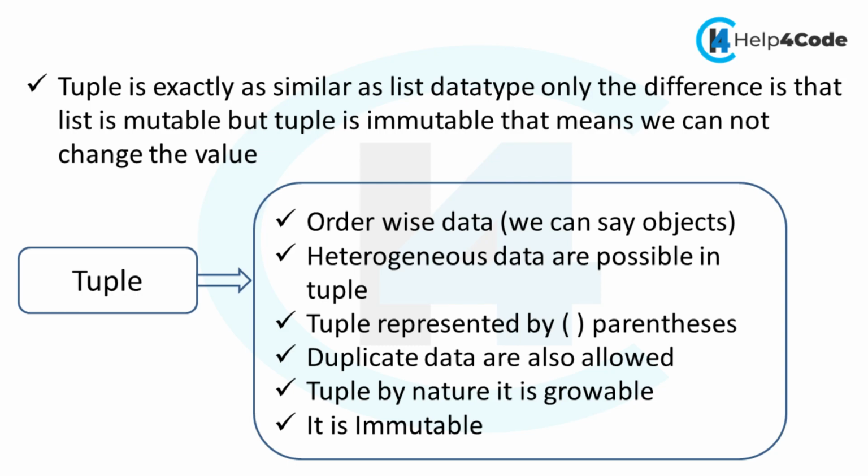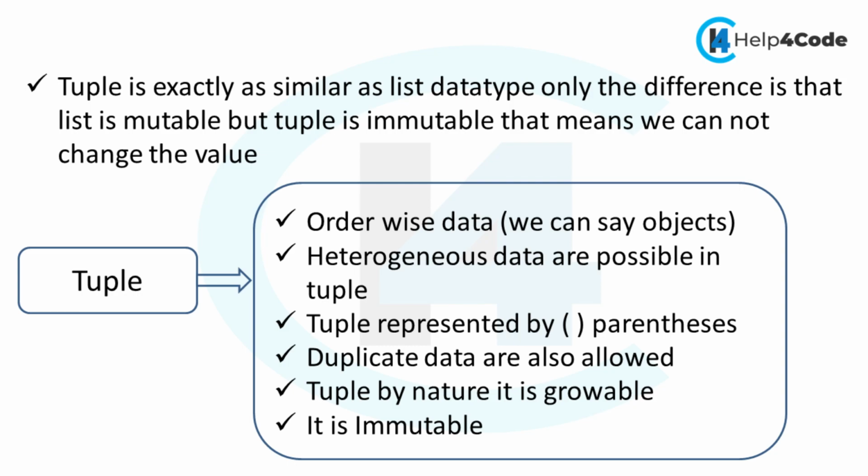Okay, so tuple also maintains the data orderly, which means insertion order is preserved. Then heterogeneous data is possible. Then tuple is represented by the parenthesis. By using the parenthesis we can represent the tuple. Then duplicate data is also allowed. Then tuple by nature is growable and it is immutable.